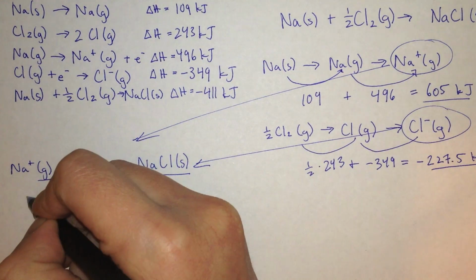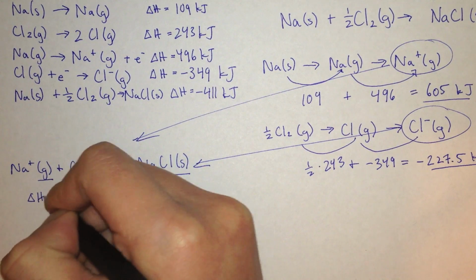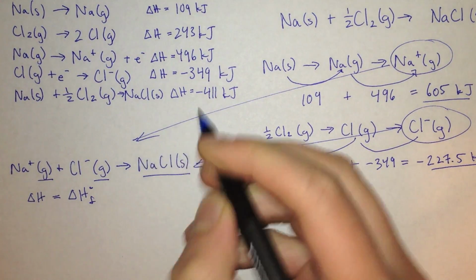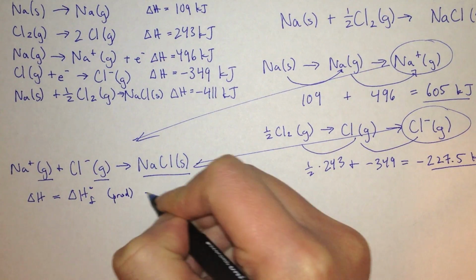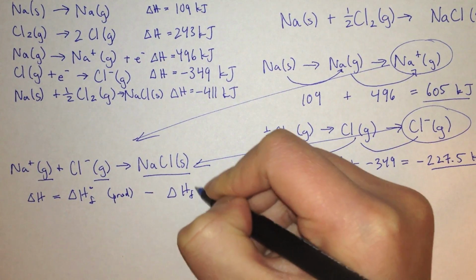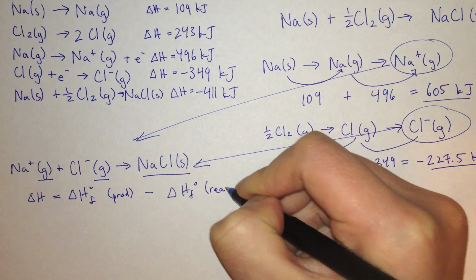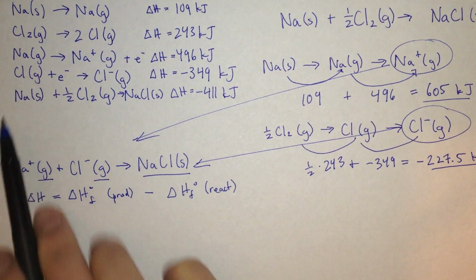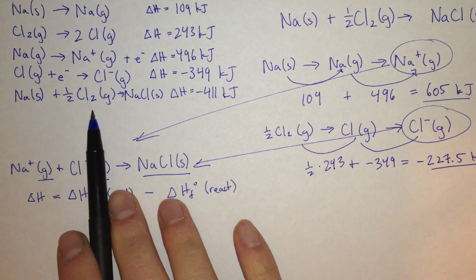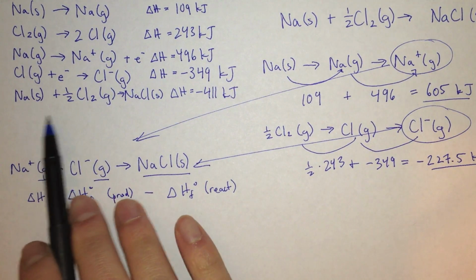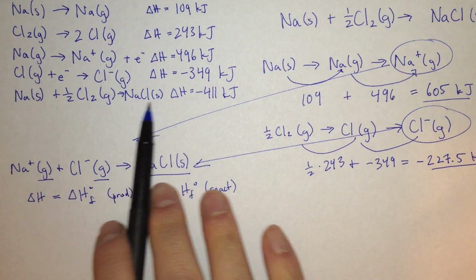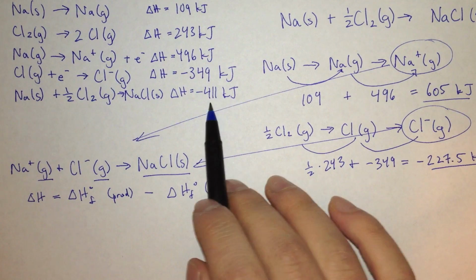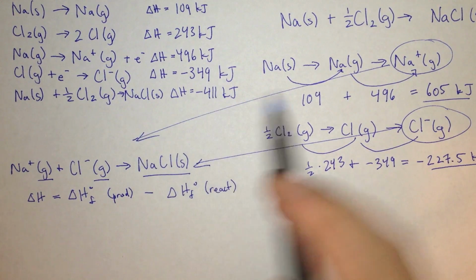So we'll take our heat of formation equation, heat of reaction. Our heat of reaction is equal to the heat of formation of our products minus the heat of formation of our reactants. So looking at the last equation here, it looks like we took sodium and chlorine both in their regular states, and we made sodium chloride. And the heat of that reaction was negative 411 kilojoules. And that's the heat of formation of NaCl.